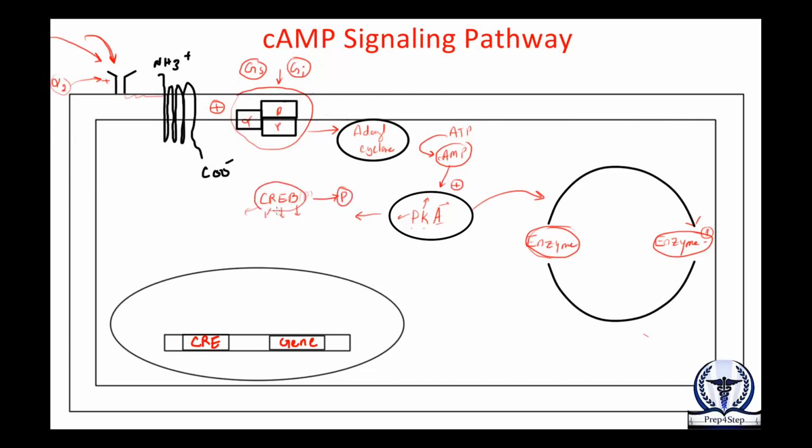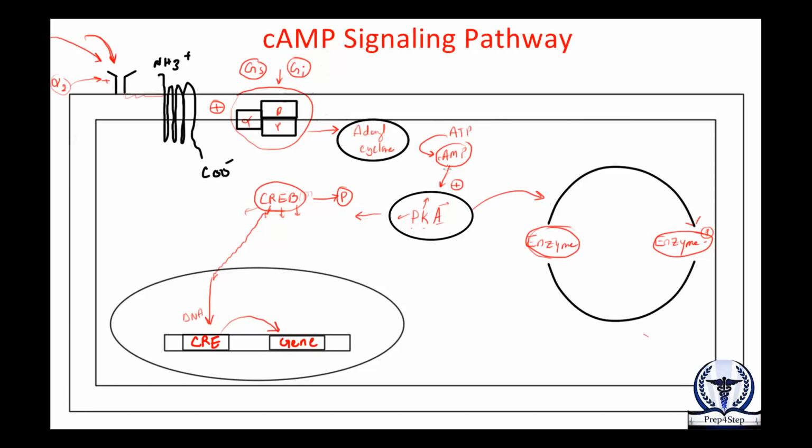Once this CREB, or this cAMP response element binding protein, is phosphorylated, it activates. Then it diffuses inside the cell, inside the nucleus, and it actually works on this particular thing that you see right here, CRE, which is the cAMP responsive element. It's basically a promoter on the DNA that causes transcription of particular genes.